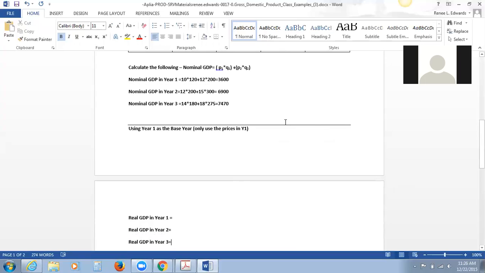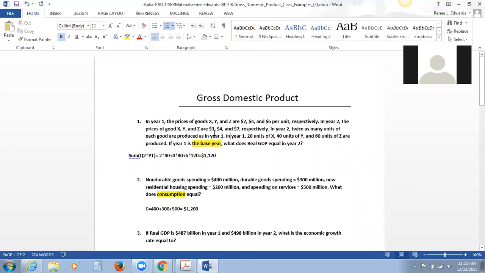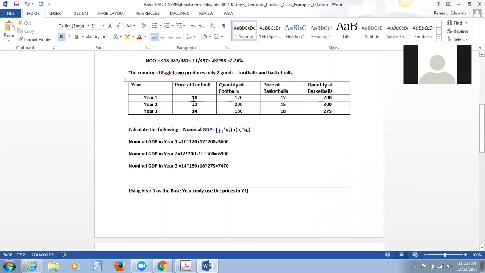All right, so using year 1 as the base year, what you can do is go back here. And what I like to do, if I'm using year 1 as the base year, I often delete or scratch through the other years so that I don't get confused. All right, if this had been year 2, I would have gotten rid of year 1 and year 3. So now I know I've got 10 times 120, plus 12 times 200, 10 times 200, plus 12 times 300, 10 times 180, plus 12 times 275.